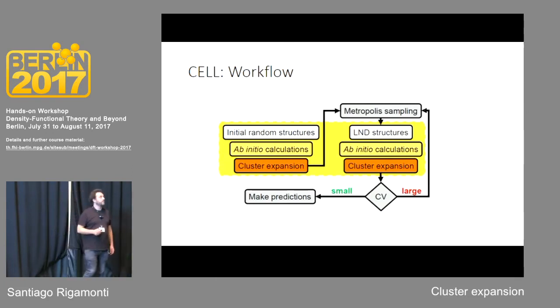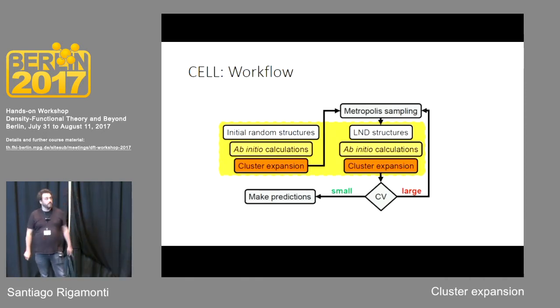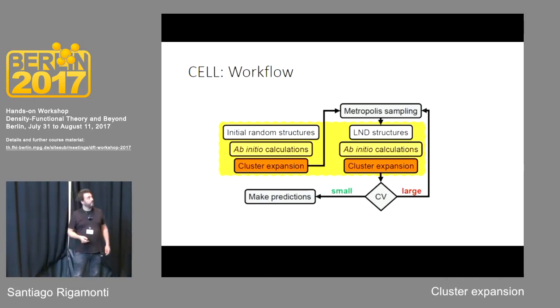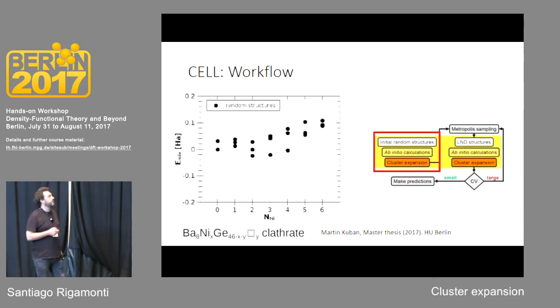You make a new cluster expansion. You check the cross-validation score. If it is too large to make predictions, then you come back and make another sampling, and then you iterate here. Whenever you are satisfied with this cross-validation, which has to do with the precision you need in your predictions to have a good description of your system, then you can make predictions of different properties. So in none of these steps do you do any full enumeration.